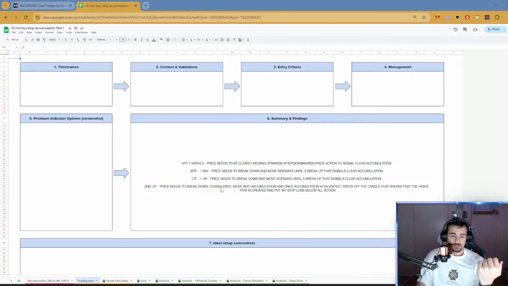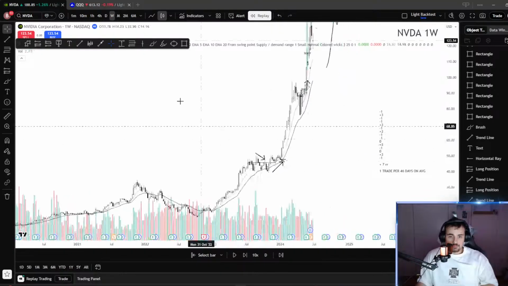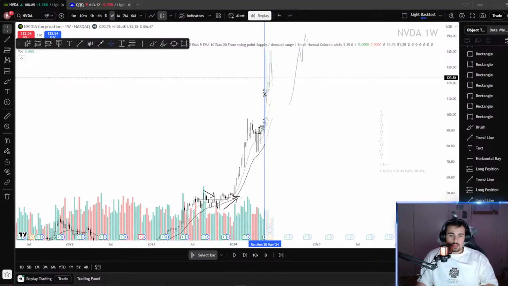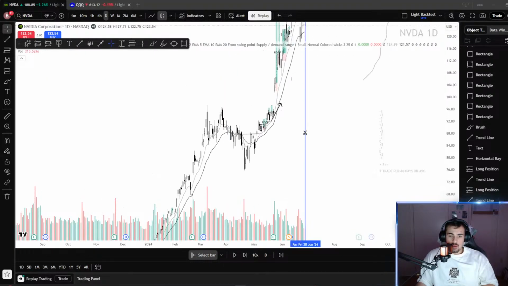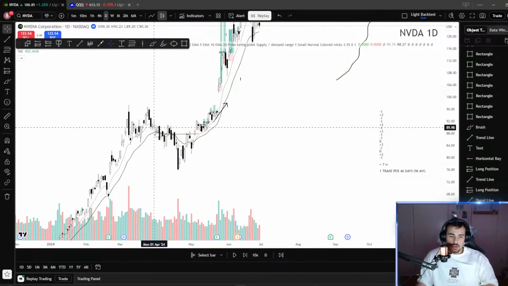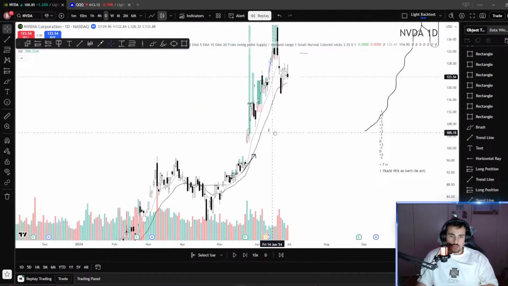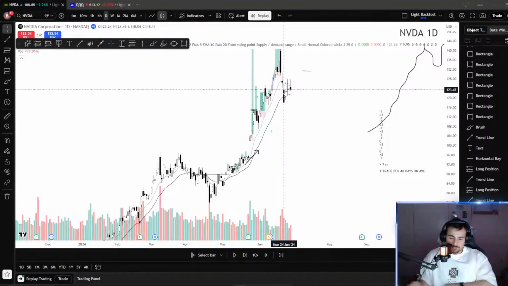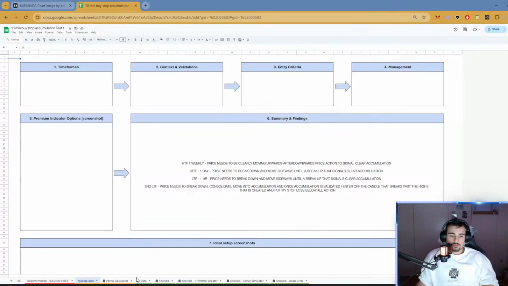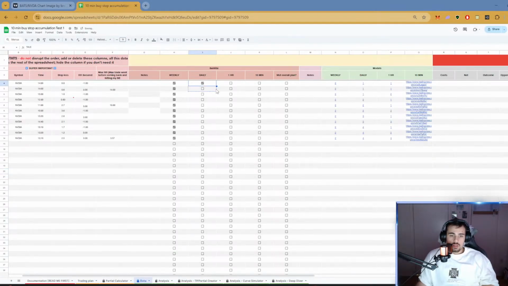Now on my daily, I need price to break down and move sideways until a break up. So in this section here, where my weekly makes a pullback, I need my daily to break down like it does, breaks down, moves sideways for a bit, and then breaks up into a clear accumulation where all my trades were taken. So that rule was met. So I would simply check off all these boxes here as the rule was met. Cool.